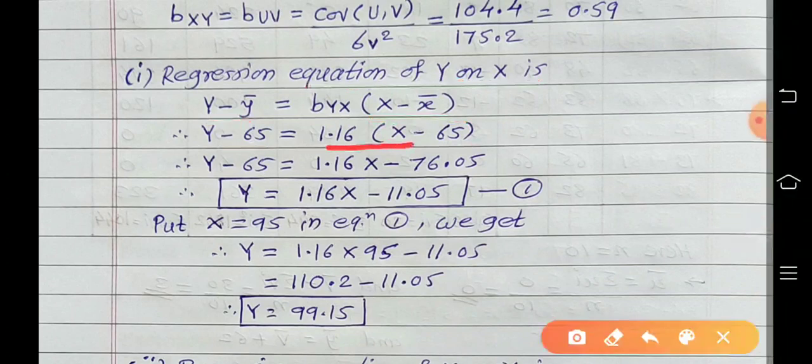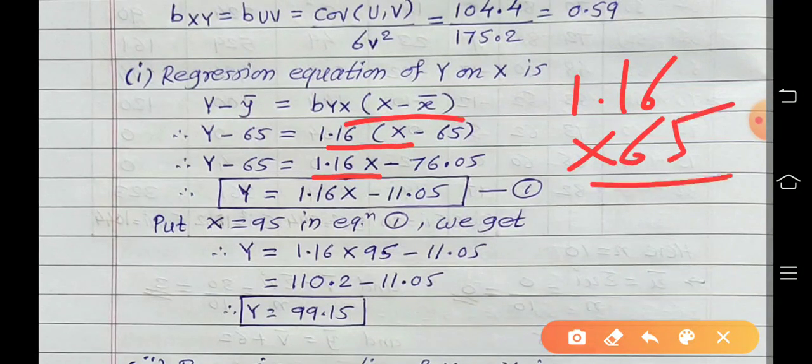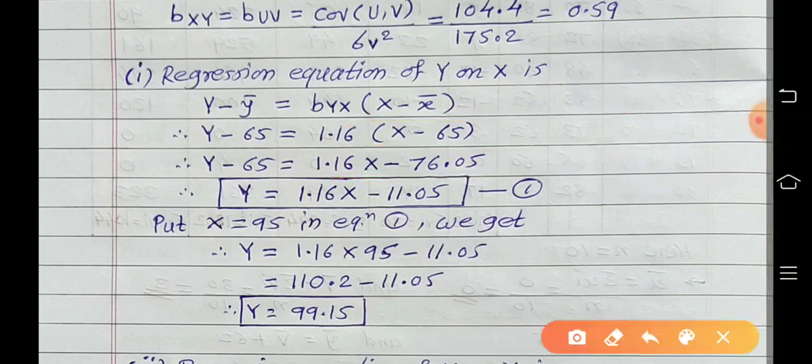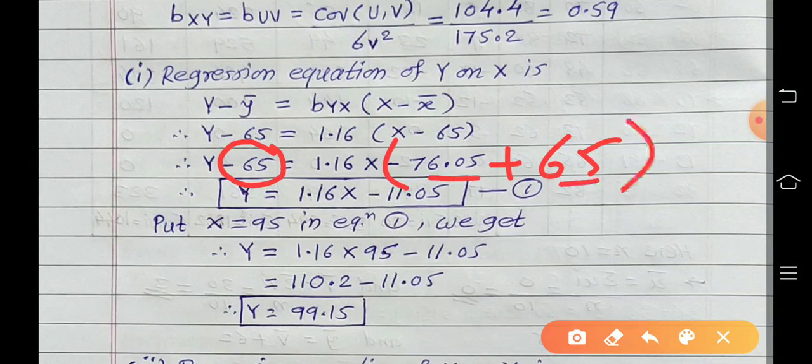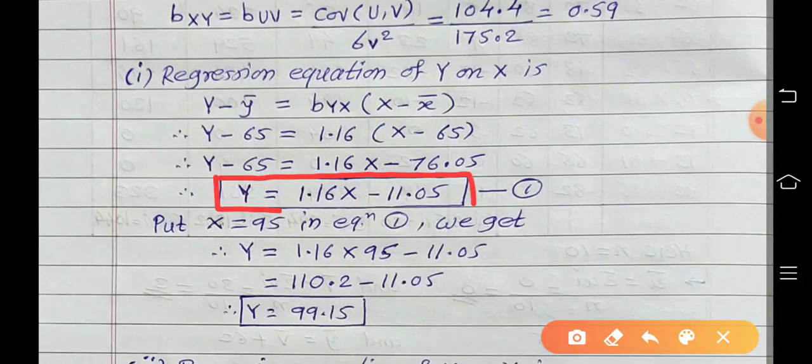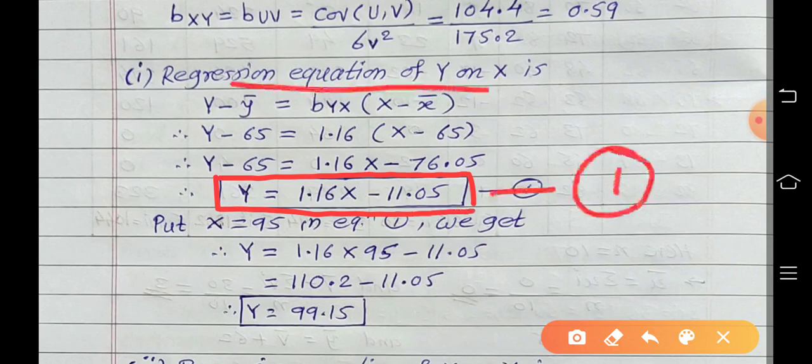So calculation, carefully you do here. So 1.16 multiplied by x, that is 1.16x, and here do the multiplication, 1.16 multiplied by 65, so you are getting the answer 76.05. Next, now this minus 65 taking on the right hand side, then plus 65, so minus 76.05 plus 65, so what is the answer? Minus 11.05. So we are getting the answer y is equal to 1.16x minus 11.05. This is our equation number 1, that is the regression equation of y on x.